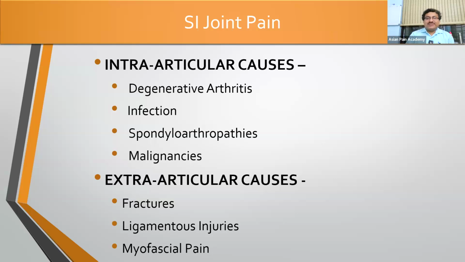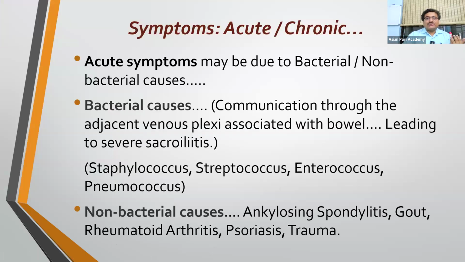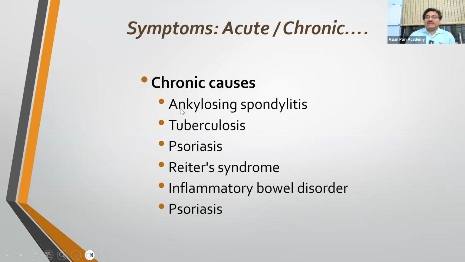Coming to the extra-articular causes, there is the possibility of fracture, ligament injuries, and myofascial pain, from the superficial muscles, which can also cause it. In bacterial infection, commonly staph, streptococcus, and pneumococcus can cause the pain. Among the non-bacterial causes, there are inflammatory arthropathies that can cause the pain, and they are mainly the acute cause of low back pain. In the chronic cause, there might again be spondyloarthropathies, tubercular infection, psoriasis, Reiter's syndrome, and inflammatory bowel disorder. Basically, all families of spondyloarthropathy can cause chronic sacroiliac joint pain.